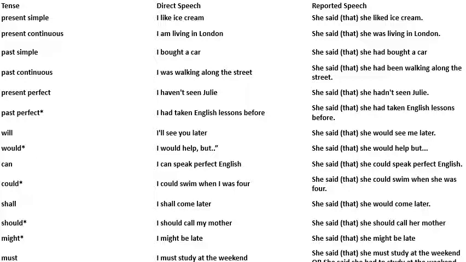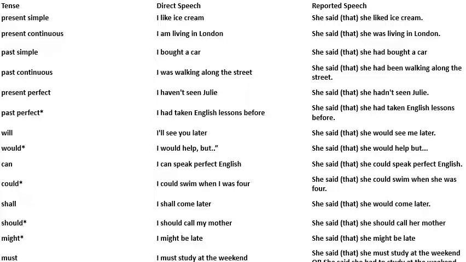Present perfect. I haven't seen Julie. She said that she hadn't seen Julie. I have, she had. I'm sorry, I have, she has. Past tense. Past perfect. I had taken English lessons before. She said that she had taken English lessons before.